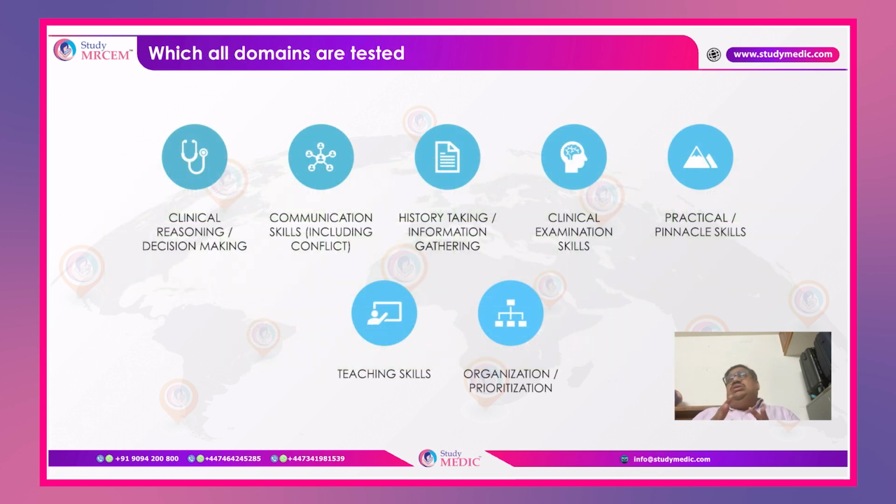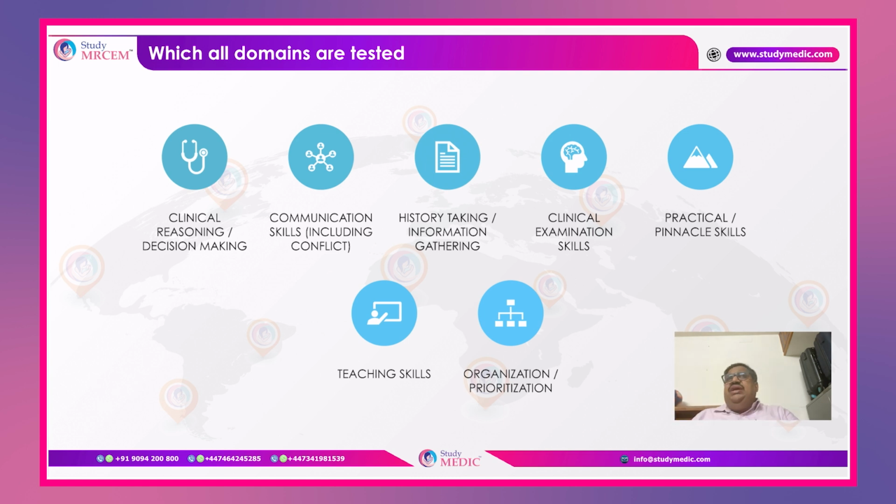So now comes the biggest question, what do you mean by domains? There are 7 domains which will be tested in your MRCEM OSCE, and you have to be very, very clear here, in each station 1 to 4 domains will be assessed. So in each station, minimum 1, maximum 4 domains will be tested. So what are those 7 domains? One is clinical reasoning and decision making, communication skills including conflict resolution, history taking and information gathering, clinical skills, practical skills, teaching skills, and organization and prioritization skills.